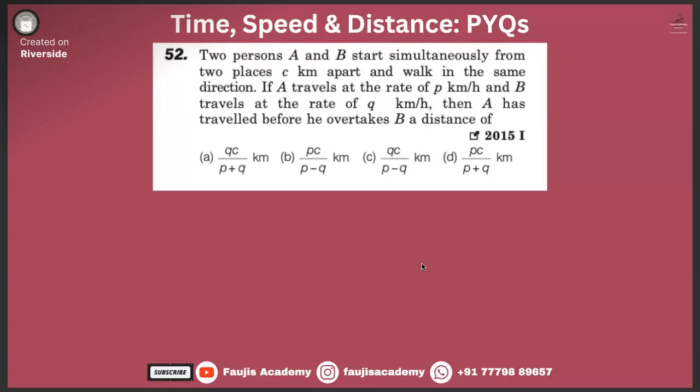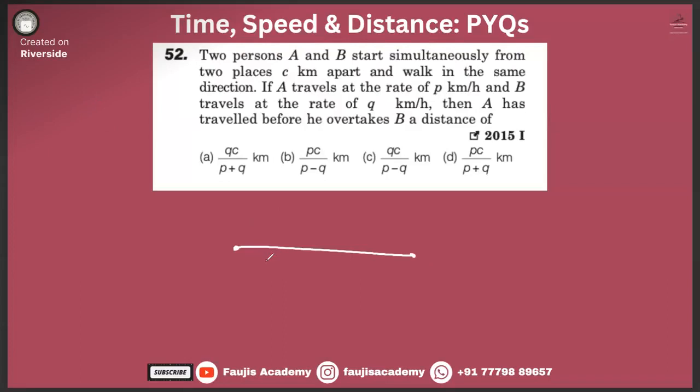Sir, here they have given A and B, two persons, start simultaneously from two places, but the distance between them is 3 kilometers. They walk in the same direction, and they have given the speed of A as p kilometer per hour and B as q kilometer per hour. So we use the simple police thief, same thing, to deal with variables. We have to find when both of them will meet.